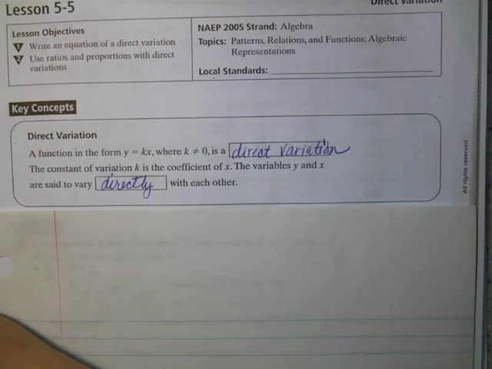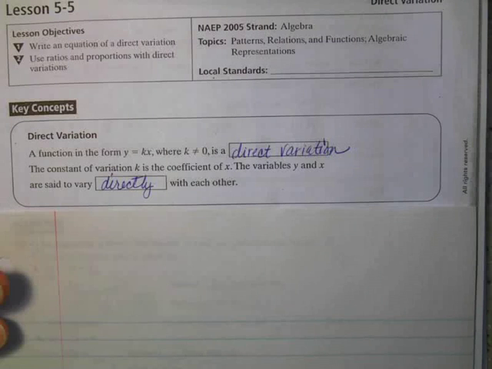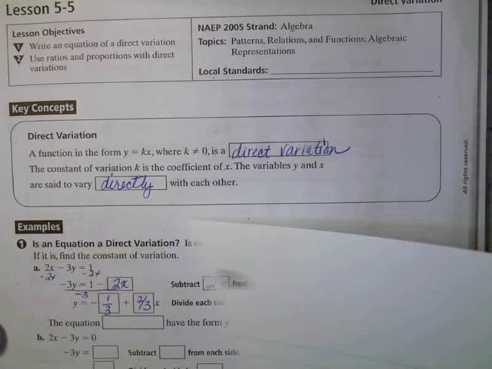A function in the form y equals kx, where k is not 0, is a direct variation. The constant of variation k is the coefficient of x. The variables y and x are said to vary directly with each other. Granted, this probably makes no sense at the moment, but as we work through, hopefully it will become a little bit clearer, and we will go from there.